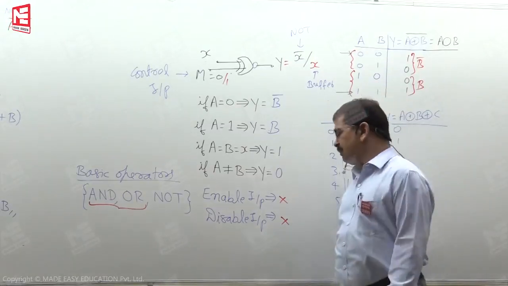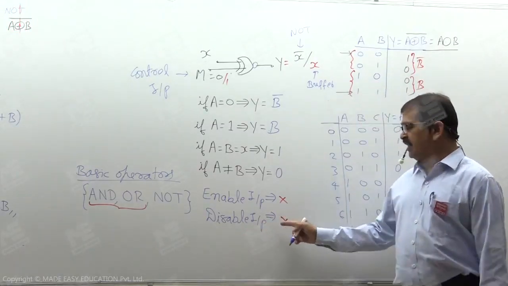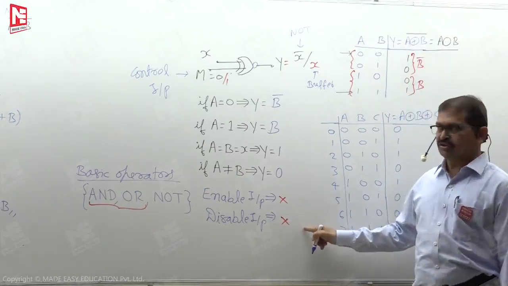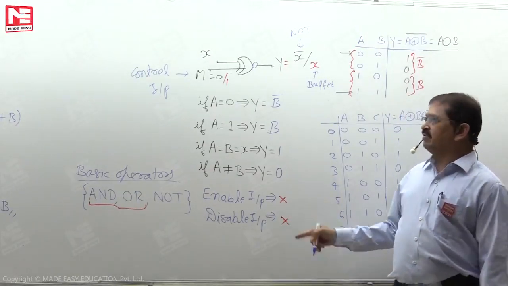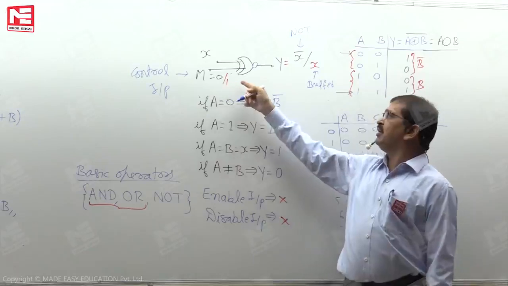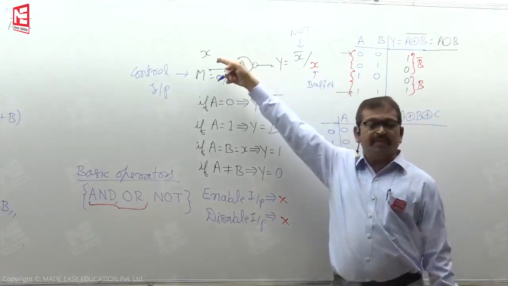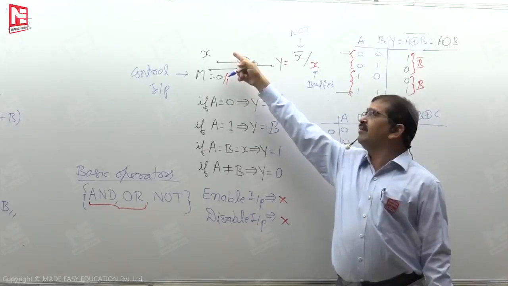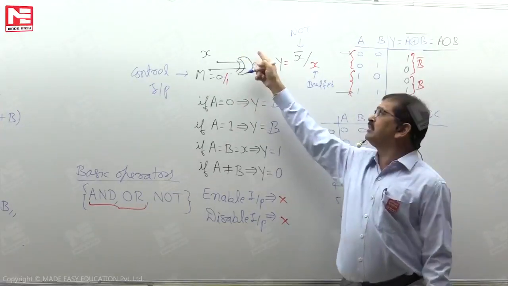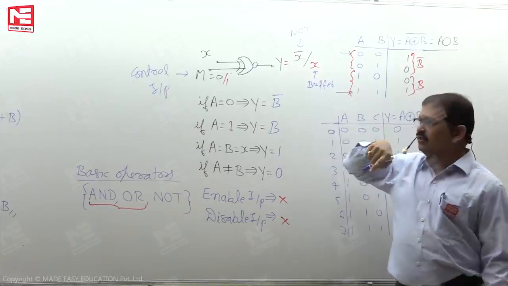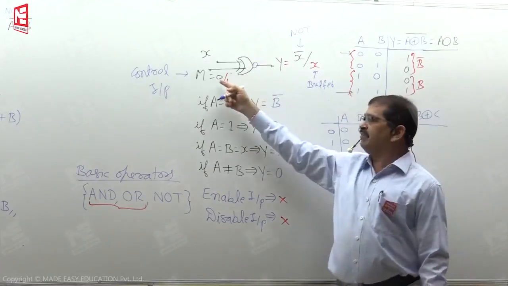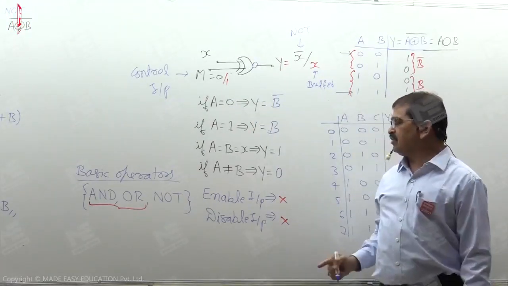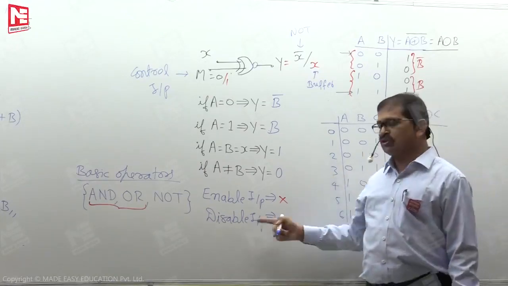And here also it is not possible to decide any Boolean constant as a disable input. Because here, whether M is 0 or M is 1, the output is depending upon the other input. Irrespective of M, as and when X is passing, only then can we say what the output is. So X is allowed to pass whether M is 0 or 1. Based on this, you can't fix any Boolean constant as a disable.